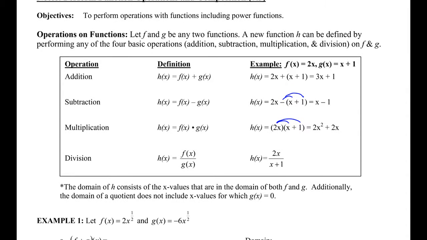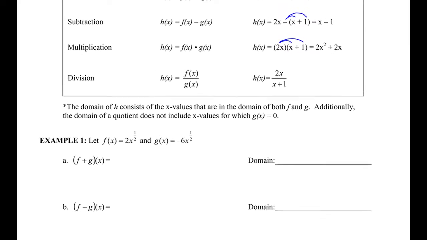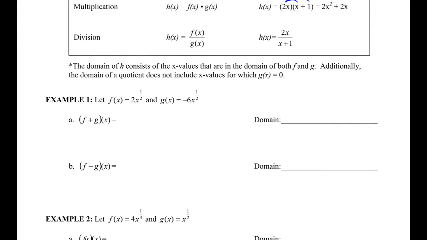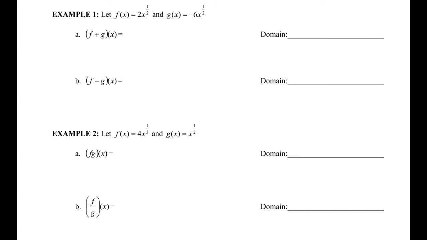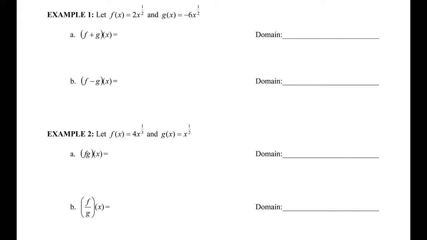The domain of h consists of the x values that are in the domain of both f and g. Additionally, the domain of a quotient does not include x values for which g of x is equal to 0. We are going to talk about the domains in more detail in class, so we're going to worry about just simplifying the functions for today.